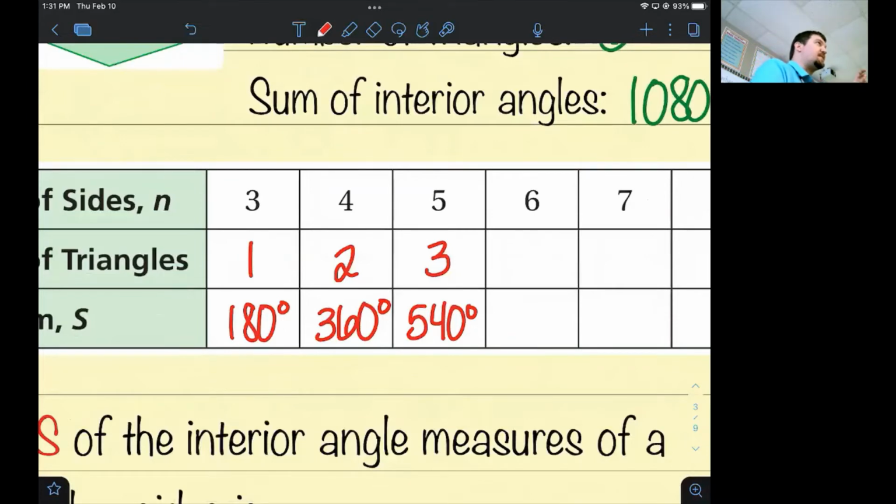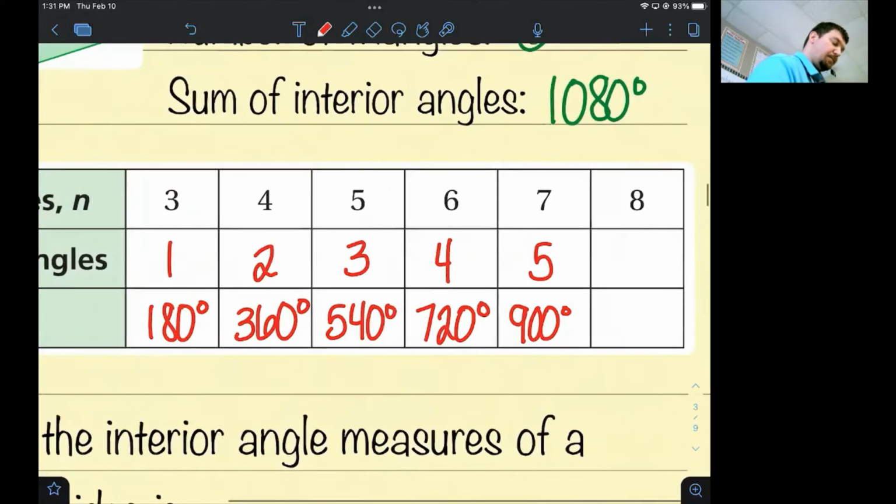As the number of sides on the shape increases, the number of triangles inside the shape increases by 1. So we're always adding 180 degrees. There were 4 triangles inside of the hexagon, and that's where we got our next one, which was 720 degrees. There are 5 triangles inside of a heptagon, and that's 900 degrees.